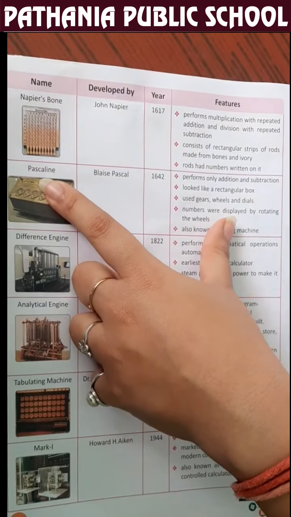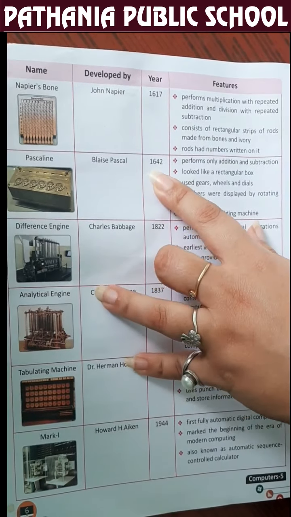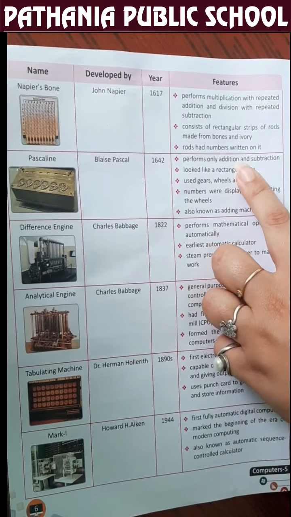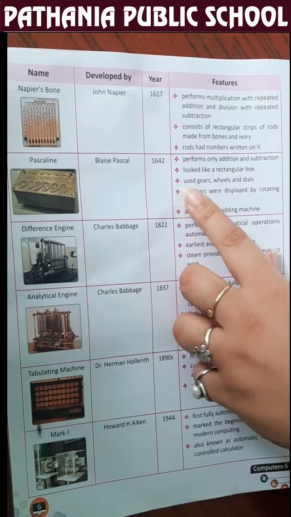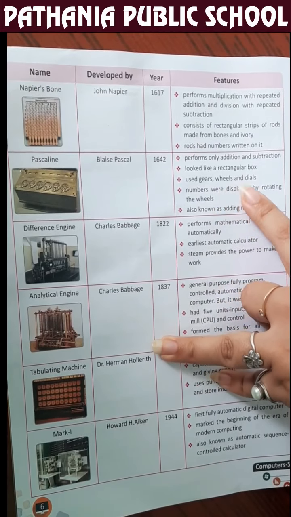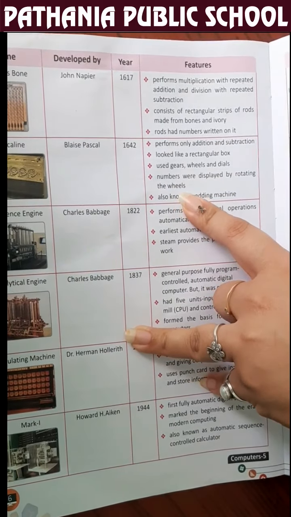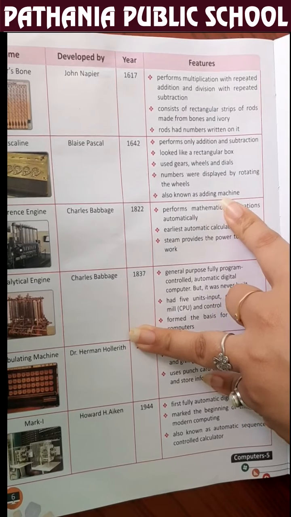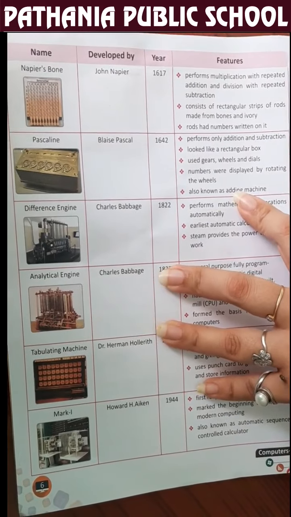And the next one is the Pascal Line, which was developed by Blaise Pascal in 1642. It performs only addition and subtraction. It looks like a rectangular box. It uses gears, wheels and dials. Numbers were displayed by rotating the wheels. The Pascal Line is also known as an adding machine.